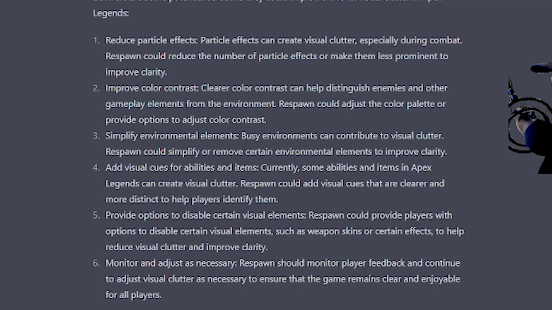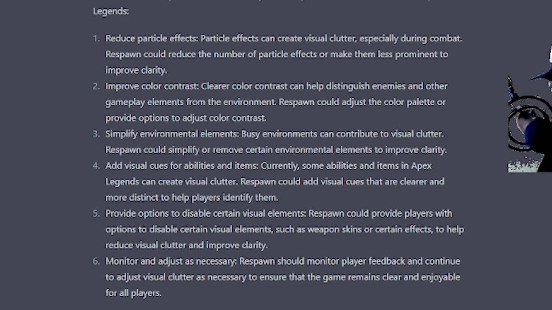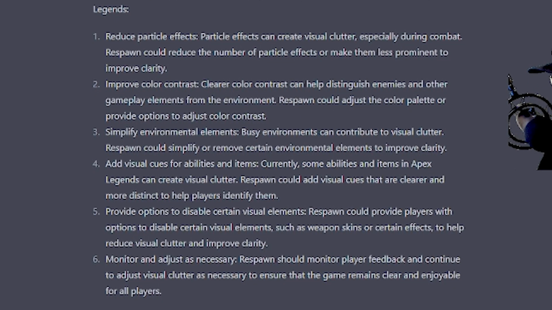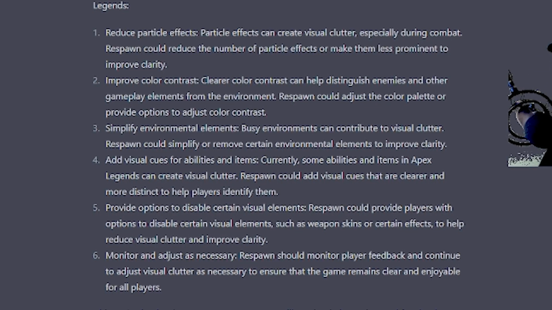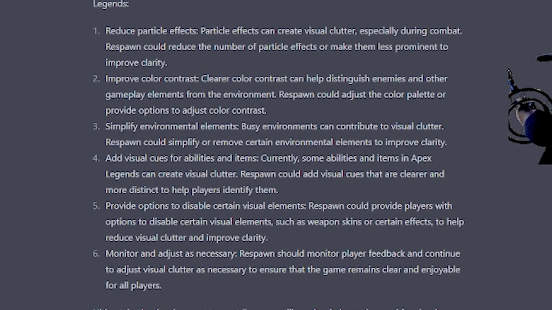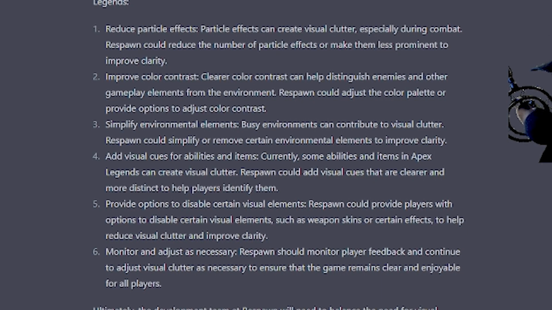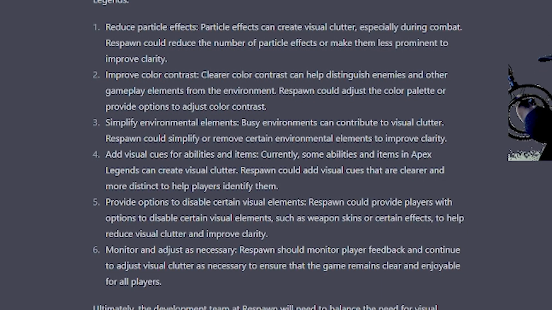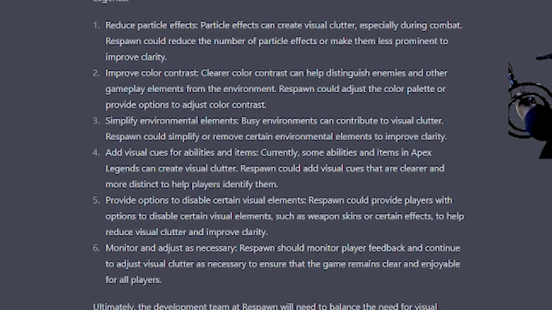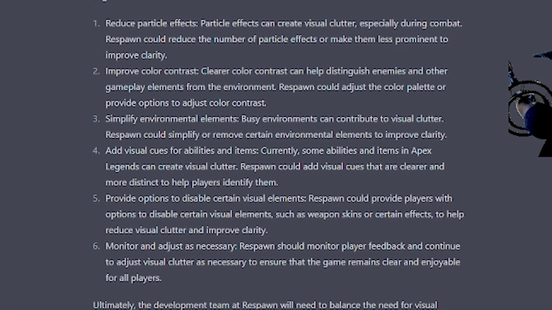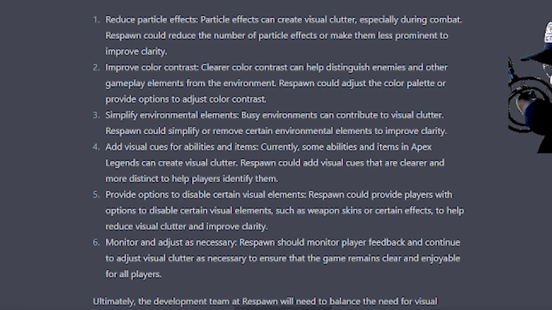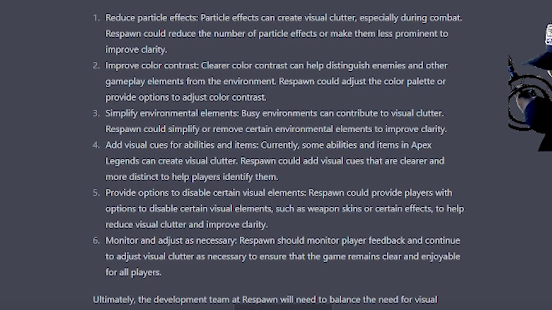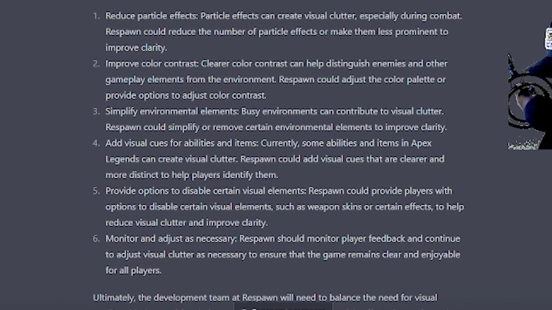Simplify environmental elements. Busy environments can contribute to visual clutter. Respawn could simplify or remove certain environmental elements to improve clarity. Add visual cues for abilities and items. Currently, there are some abilities and items in Apex Legends that can create visual clutter. Respawn could add visual cues that are clearer and more distinct to help players identify them.